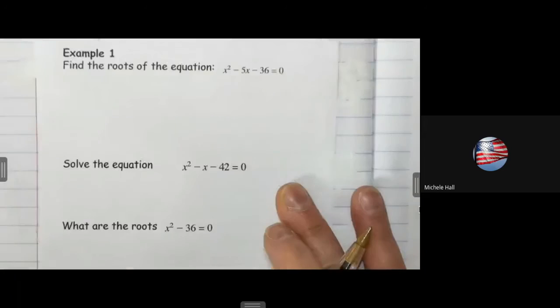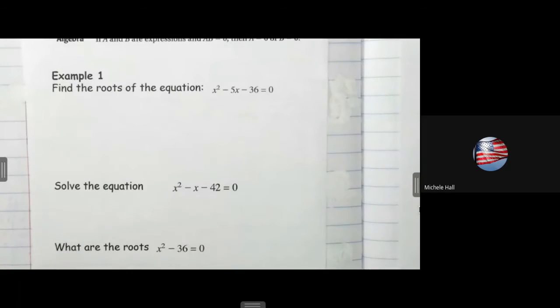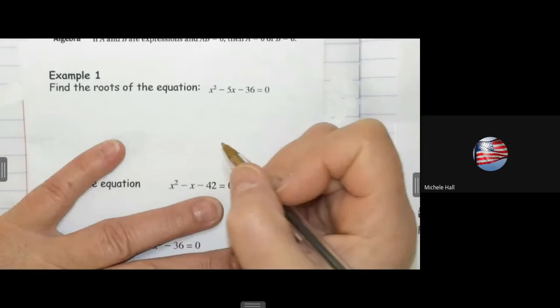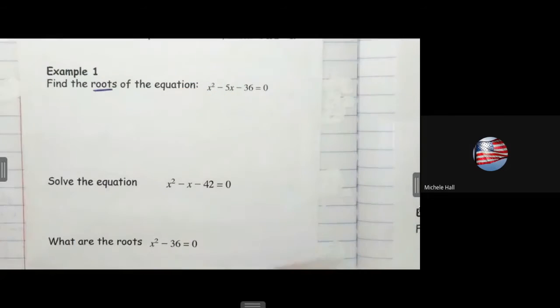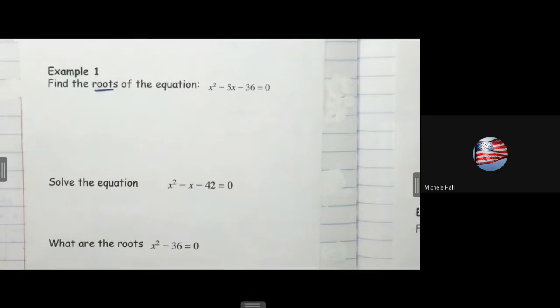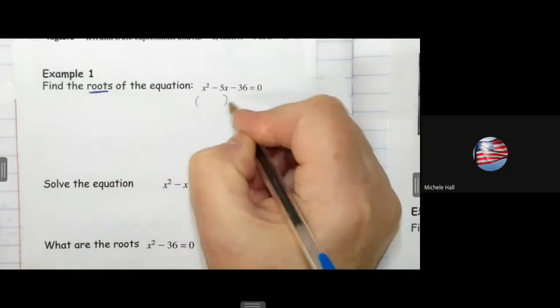All right, once we know how to factor, then we can solve the equation. We factor it, and then we solve it. So the first thing we're going to do, roots, zeros. Those are all the same words. So we're going to factor this, and then we're going to solve it.